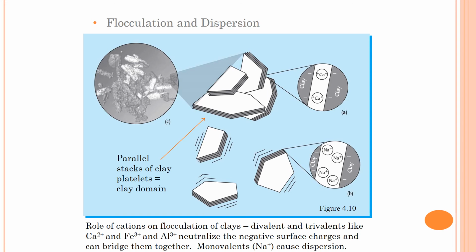Flocculation and dispersion. All right, so flocculation is going to occur when we have a lot of divalent and trivalent cations present. So divalent meaning calcium, which has 2+ charge, that's divalent. Iron 3+ charge is trivalent. Aluminum 3+ charge. All of those neutralize surface charges and cause them to stick together. Whereas monovalents, like sodium +1, cause dispersion, where things blow apart and no longer adhere together.